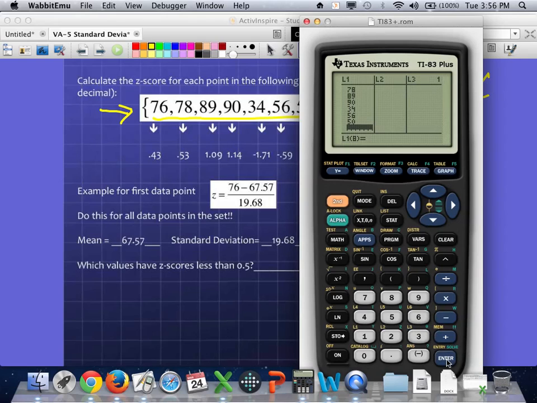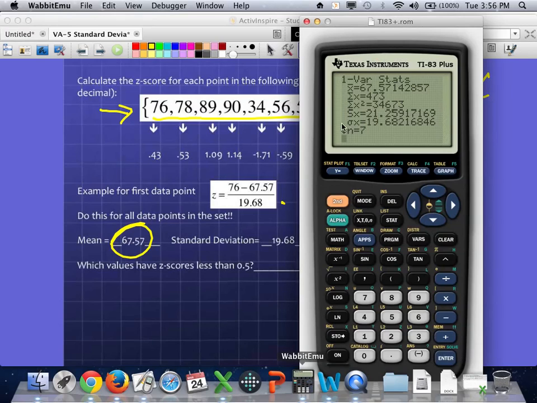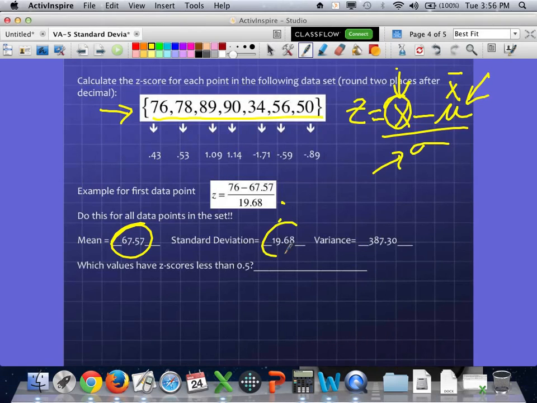Okay? And I'm going to stat, I'm going to calculate the information that I need, which is the standard deviation and the mean. So my mean is the x bar, which is 67.57. So I'm going to leave it at 67.57. Okay? Then I'm going to go back. My standard deviation is right here above the n equals 7. Standard deviation is right here. 19.68. Okay? 19.68. And when you square that, standard deviation squared, you get this number, 387.30.